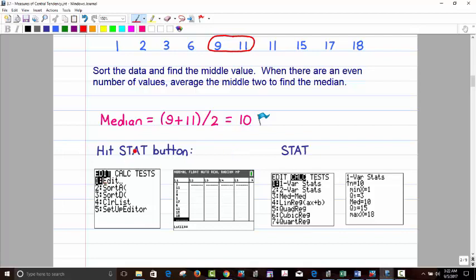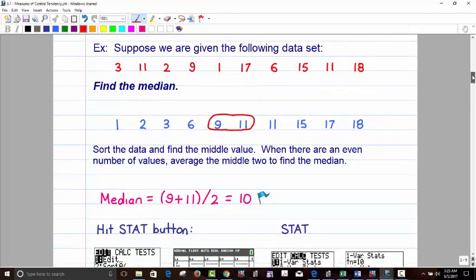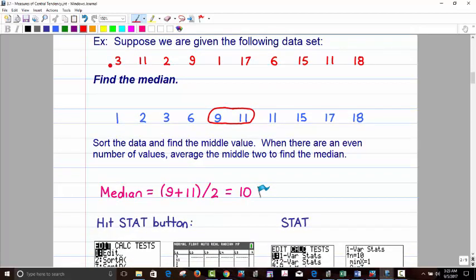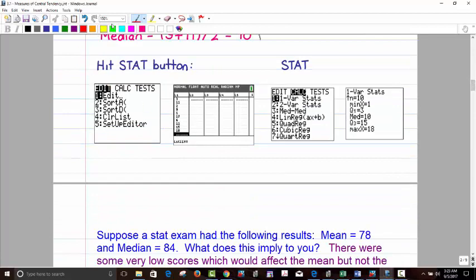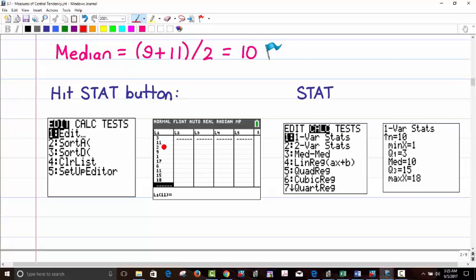anyway, if you hit the stat button and you go edit, it's going to bring up a list of numbers, or a different list. So if you use L1, and for the calculator, let me mention that you do not have to put them in order. You only have to put them in order if you're doing it this manual way up here. So I entered the numbers in as they were given right up here. Let me just zoom in on this a little bit for a second. 3, 11, 2, so forth, all the way to 18.